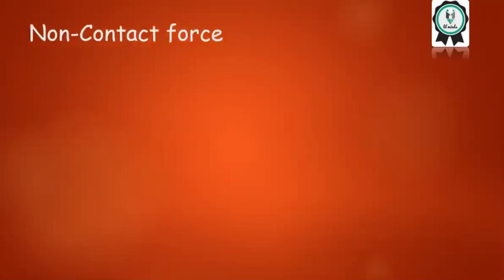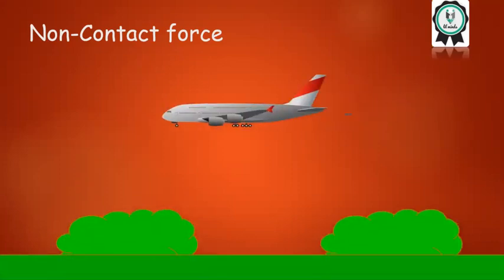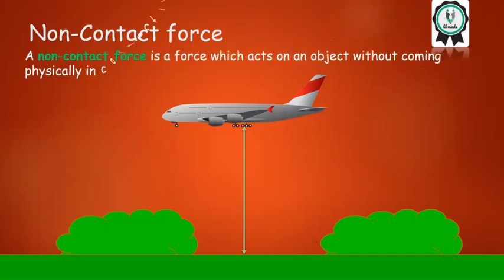Non-contact forces. Let's study non-contact forces with examples. Suppose an aeroplane is flying in the sky at a certain height. Do you think there is any interaction between the aeroplane and the ground? Yes, there is, because there is a gravitational force between the ground and the aeroplane. The aeroplane and the ground are not in contact, but still there is a force that exists between them, which is known as non-contact force. Thus, we can say that non-contact force is a force which acts on an object without coming physically in contact with it.